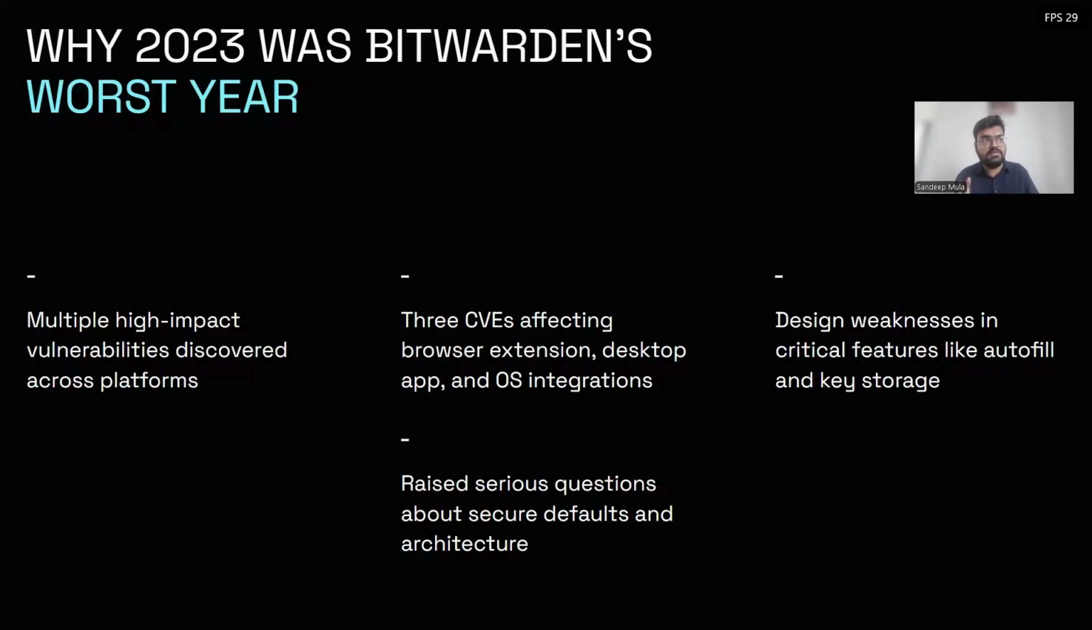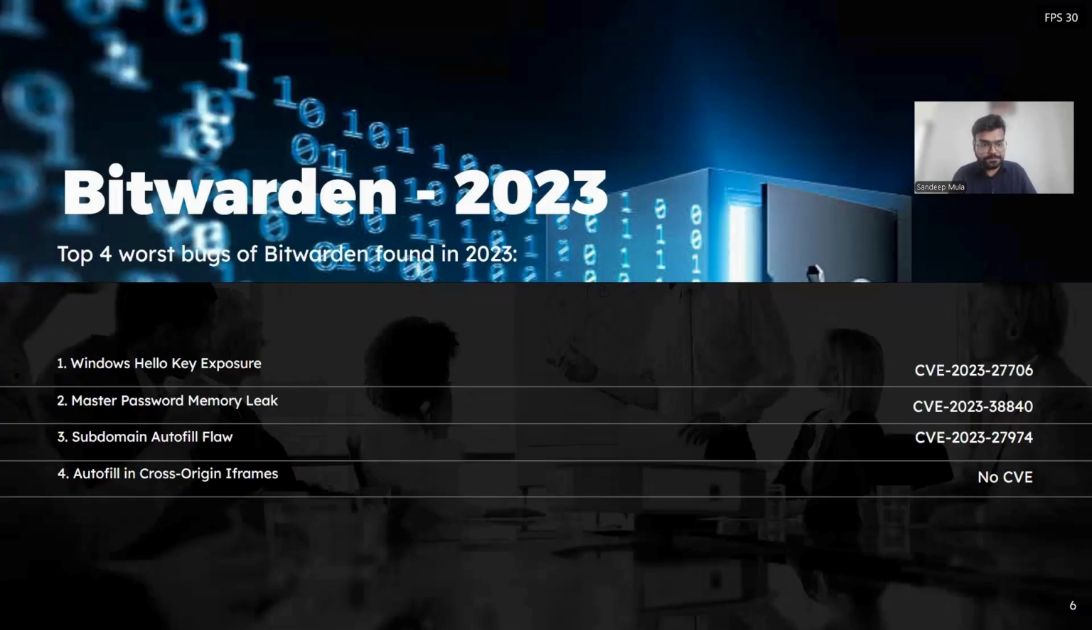So why is the focus of this presentation 2023, and why was 2023 Bitwarden's worst year? There were multiple high-impact vulnerabilities discovered across multiple platforms of Bitwarden, not just a single platform. There are three CVEs affecting the browser extension, desktop app, and the OS integrations. There were multiple design weaknesses found in critical features such as autofill and key storage. This raised serious questions about the secure defaults and the architecture that Bitwarden was using.